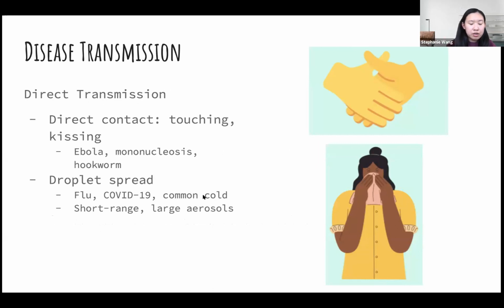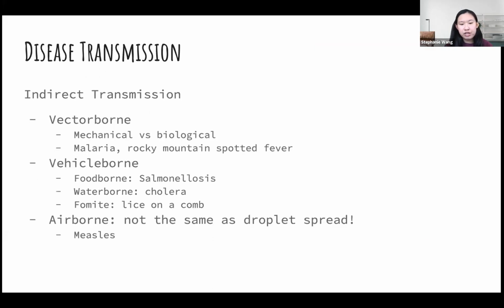Meanwhile, airborne is long range and small aerosols. So they can be suspended in air for a long period of time and over a very long range. And so that's what makes them very easy to be transmitted from one person to another. A very classic example of an airborne disease is measles. Measles is highly, highly infectious. The reason it is so infectious is that the measles virus can be suspended in the air and people can come in and inhale that and then they can get infected.